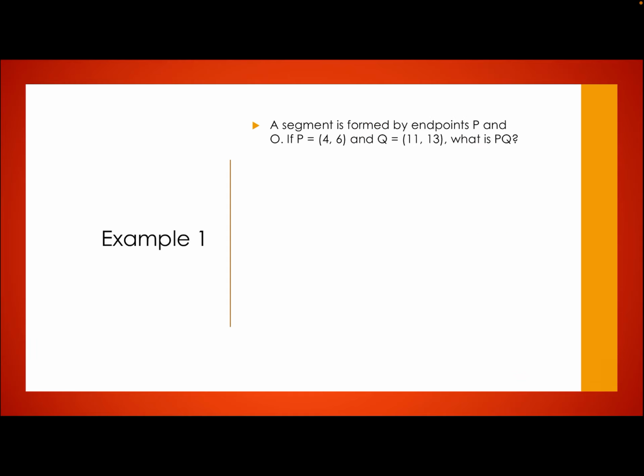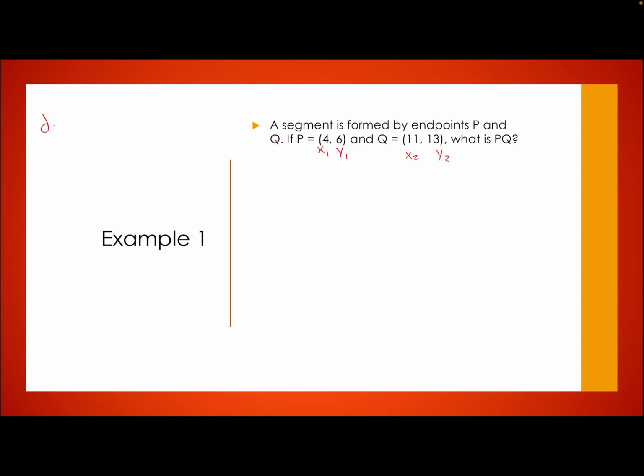So for our first example, we have a segment formed by endpoints P and Q. If P equals 4, 6, and Q equals 11, 13, what is PQ? So we're going to use the distance formula. I highly encourage you to label your points. So we have x1, y1, x2, and y2.